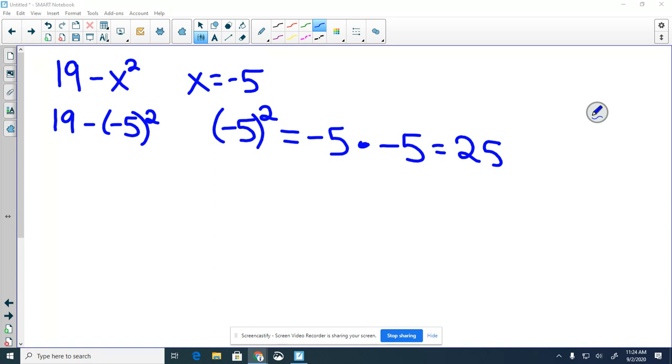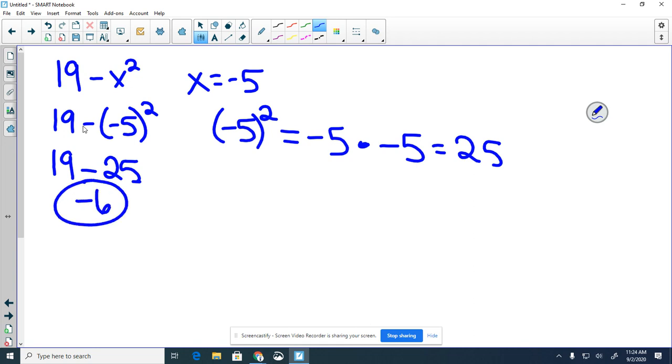A lot of people, or some people, thought they could do this, because I remember minus minus makes plus. You cannot do that here, okay? You cannot, because this has an exponent. This first subtraction sign has to stay there. And then negative 5 quantity squared is going to be just 25. And then 19 minus 25 is negative 6.